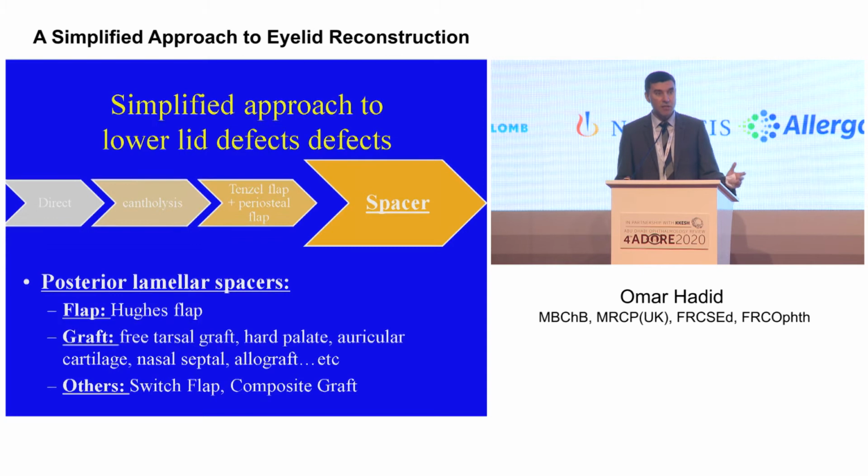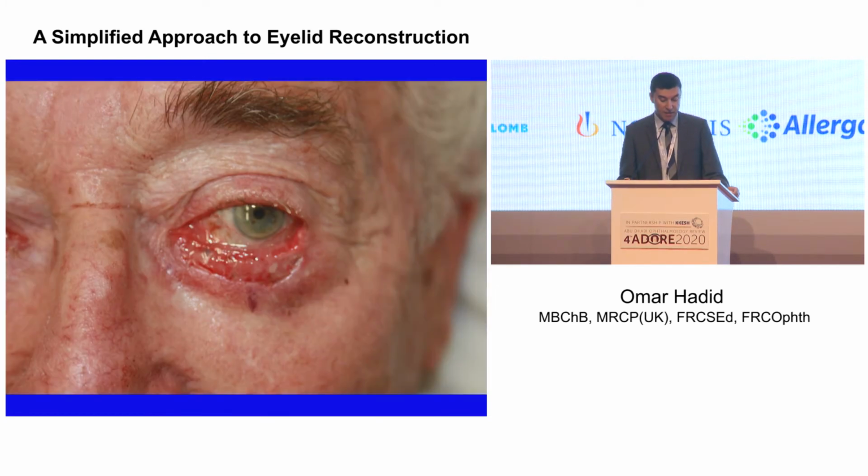When you have a substantial eyelid defect, you obviously have to replace the lost tarsal tissue, and you have a variety of options. So you have flaps, you have grafts, you have other things you can put in the area. In my practice, the most popular one is the Hughes flap, and this is how a Hughes flap works.